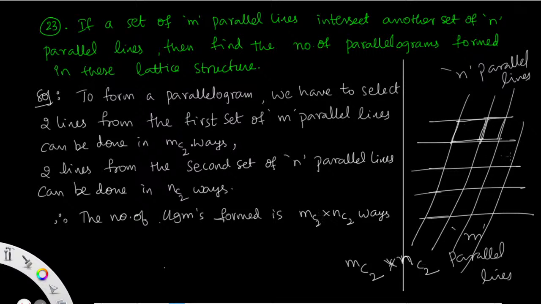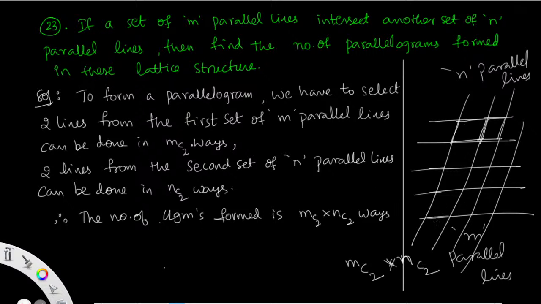So there are M parallel lines, and to form a parallelogram we need any 2 lines. Out of M parallel lines, we can select 2 lines in MC2 ways. Another set of N parallel lines, we can select 2 to form a parallelogram in NC2 ways. Therefore, the total number of parallelograms formed is MC2 into NC2. This is the number of parallelograms formed in this lattice structure.